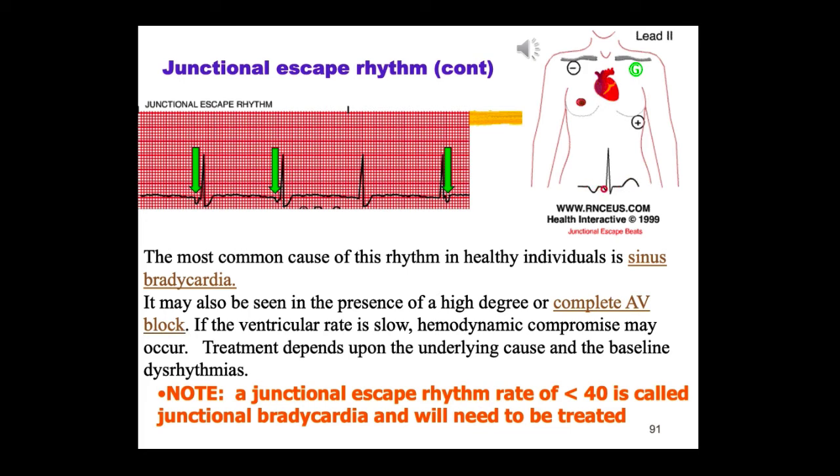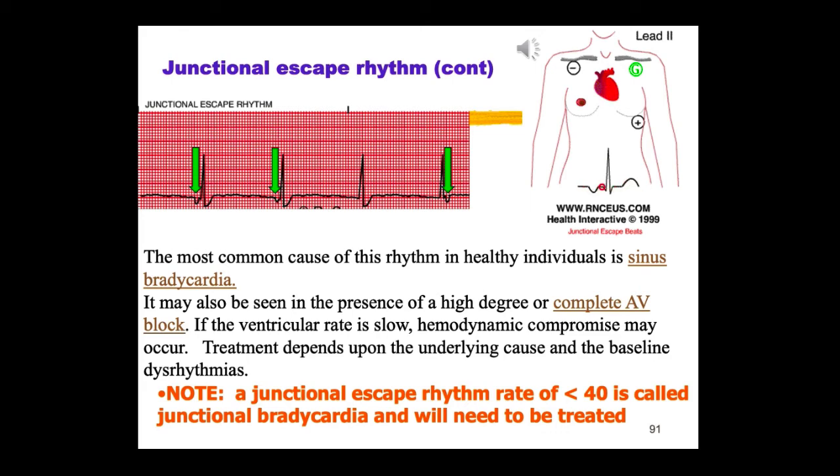The most common cause of junctional escape rhythm is sinus bradycardia. Remember that the AV node is the backup pacemaker in the heart, and when it does not sense sinus beats, it can kick in. It may be seen in the presence of a high degree or complete AV block, which we'll discuss later. If the ventricular rate is slow, the patient will have hemodynamic compromise, and we do need to treat the underlying cause and baseline dysrhythmias.